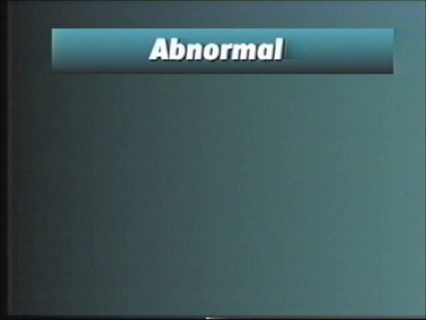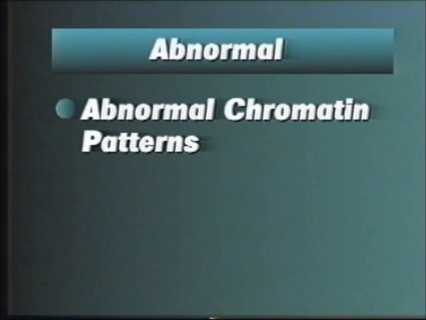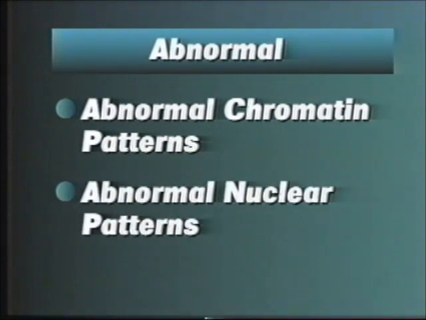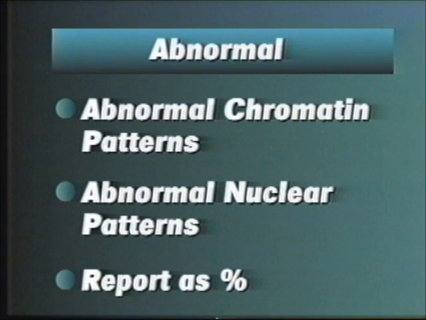Abnormal lymphocytes are found in more pathological conditions than the stimulated lymphocyte. These cells have abnormal chromatin patterns and other nuclear abnormalities. These cells should be reported as a % of a separate cell type. When reported, the slide should be forwarded for further review.